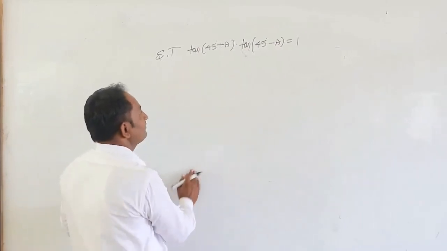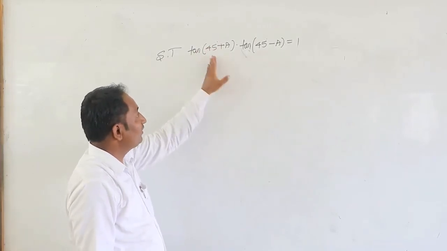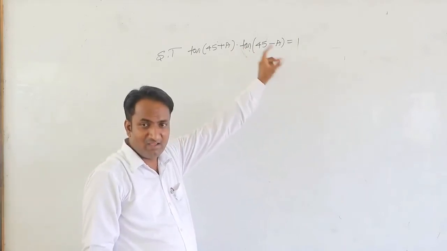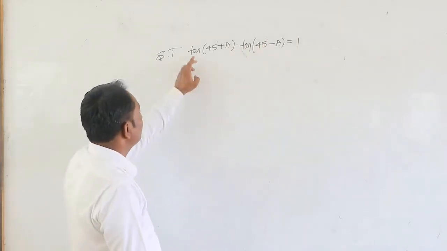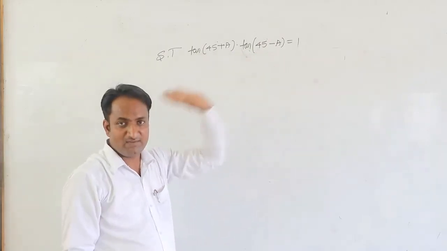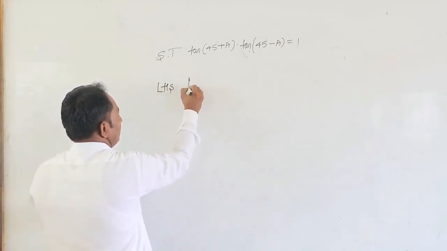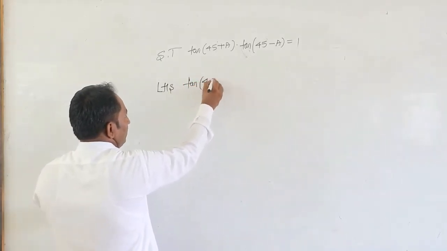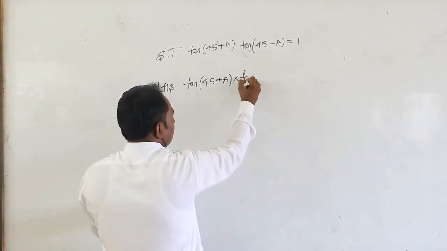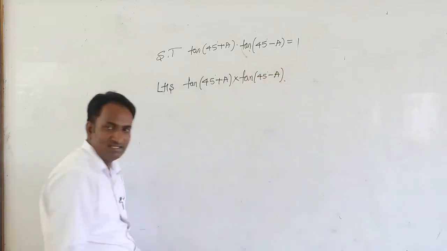Very simple problem. Here tan of 45 degree plus A into tan of 45 degree minus A, value is 1. To prove that tan of 45 degree plus A into tan of 45 degree minus A value is 1. Consider LHS part. LHS: tan of 45 degree plus A into tan of 45 minus A value.